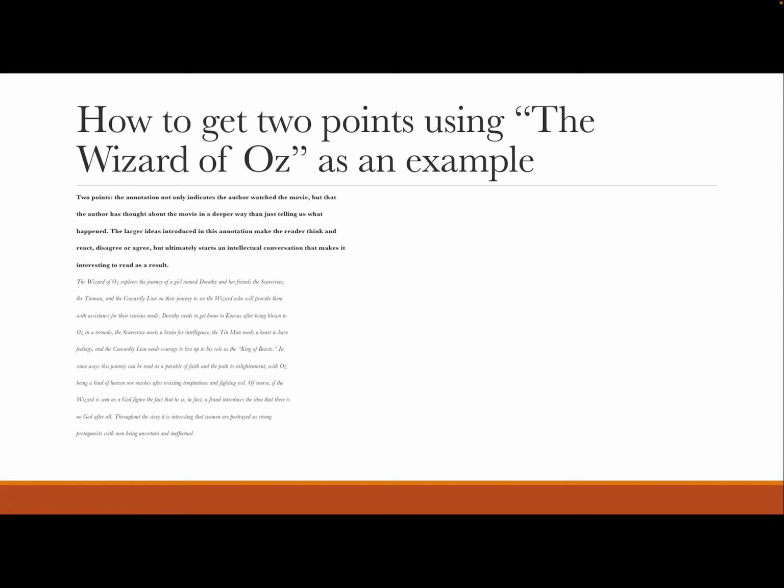In some ways, this journey can be read as a parable of faith and the path to enlightenment, with Oz being a kind of heaven one reaches after resisting temptation and fighting evil. Of course, if the wizard is seen as a god figure, the fact that he is, in fact, a fraud introduces the idea that there is no God after all. Throughout the story, it is interesting that women are portrayed as strong protagonists, with men being uncertain and ineffectual.